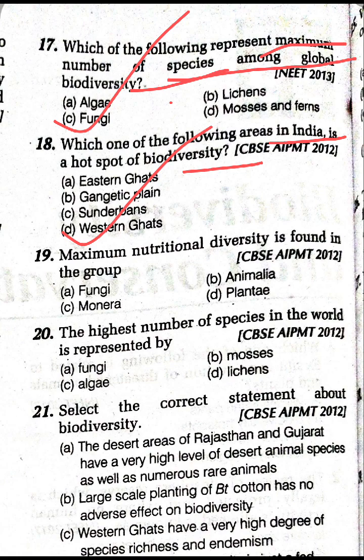Next, maximum nutritional diversity is found in the group, nutritional diversity. So it is in Monera. They can obtain their food by different methods. Some of them are autotrophic, which may be further photosynthetic autotrophic or chemosynthetic autotrophic, and there are some which are heterotrophs, which may further be saprotrophic, parasitic, etc. So it is option number C, Monera.